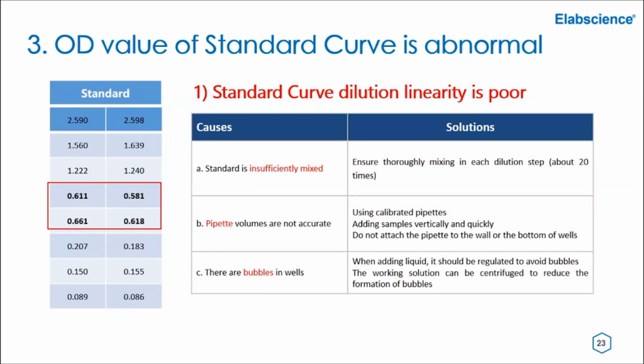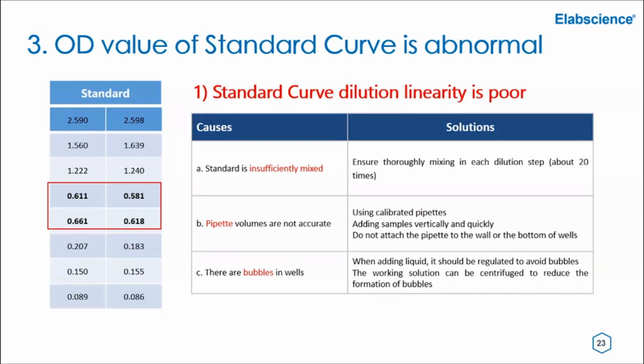Okay, for number 3, all the values of the standard curve are abnormal. For this kind of problem, the measurement would commonly appear as 3 cases. First, the standard curve dilution linearity is poor. In this case, we usually consider that it is because of non-standard experimental operation, such as insufficiently mixed standards, inaccurate pipette volumes, and bubbles in wells.